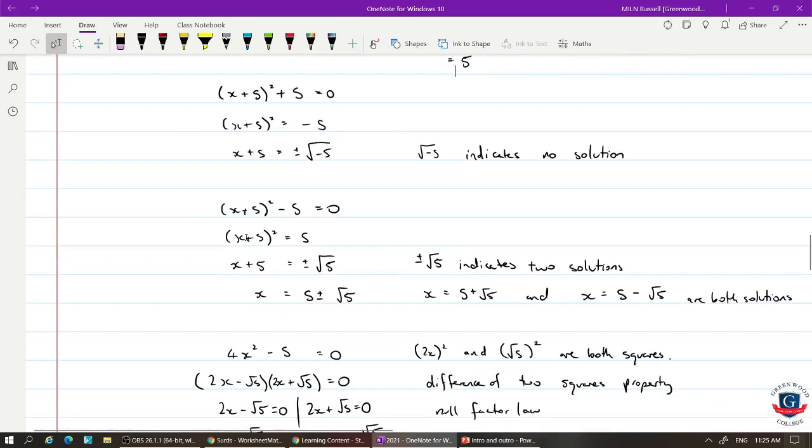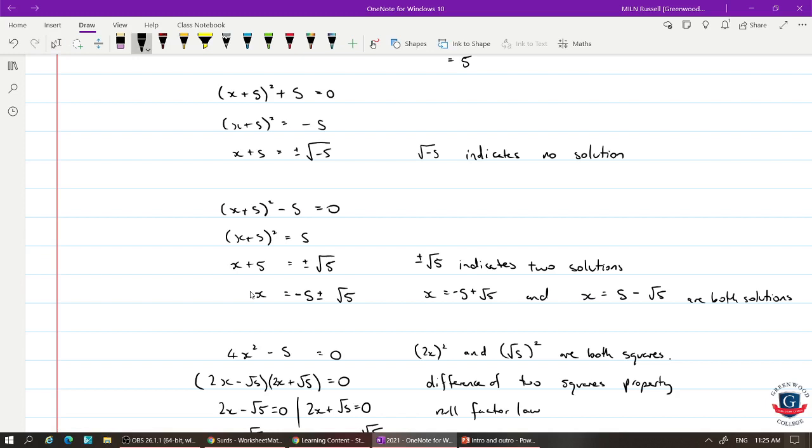Here's a case where we don't end up with a negative number on the right hand side. We take the square root of both sides, and this time we don't ignore the second solution because it has meaning. So take the square root of (x + 5) squared, we get x + 5. Take the square root of 5, we get plus or minus root 5. Subtract 5 from both sides. Correct where you make an error.